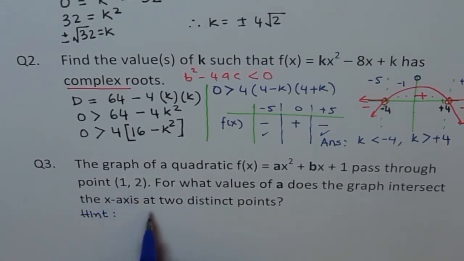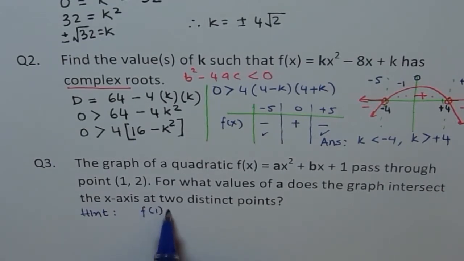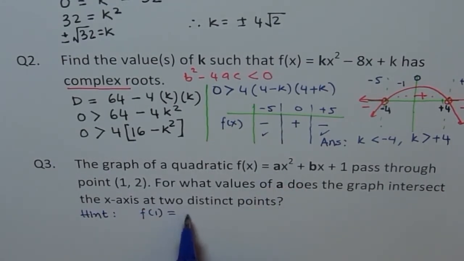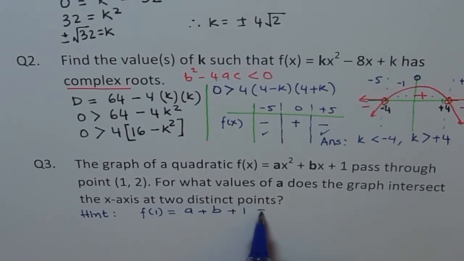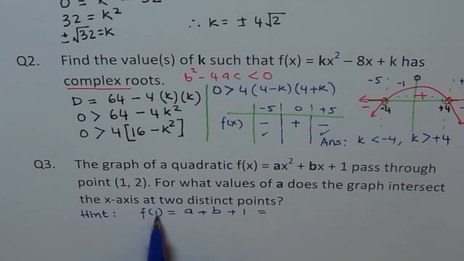So f of 1 is what? So we say f of 1 equals, we'll plug in 1 here for x, and we get a plus b plus 1. And what is f of 1? The value of function at 1 is 2, so we can write this as 2. Is it okay? Now this gives me a relation of b in terms of a. So from here, I can write what is b equal to? B equals 2 minus a minus 1, right? So 2 minus 1 is 1. So it is 1 minus a. Correct? So that is b.